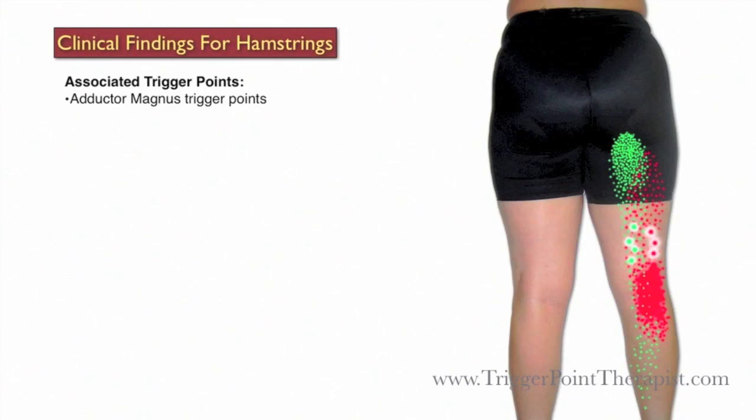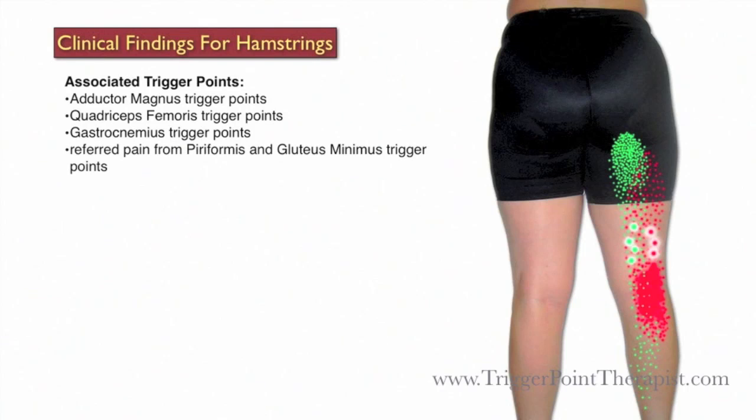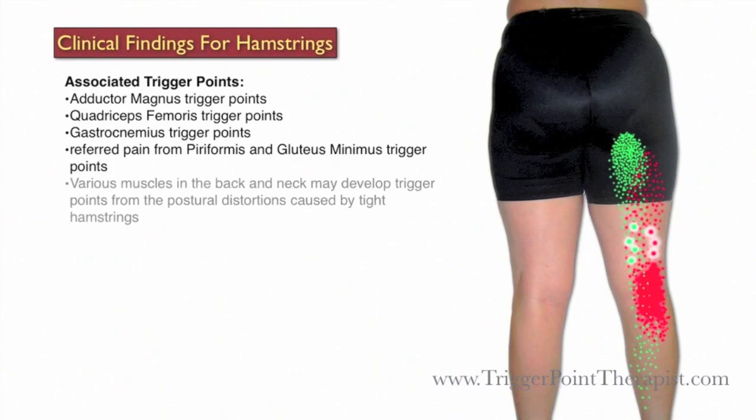The adductor magnus, the quadriceps femoris, and the gastrocnemius trigger points are all associated with the hamstring trigger points. Referred pain from the piriformis and the gluteus minimus trigger points will often activate hamstring trigger points. And also, various muscles in the back and neck can develop trigger points from the postural distortions that are caused by tight hamstrings.